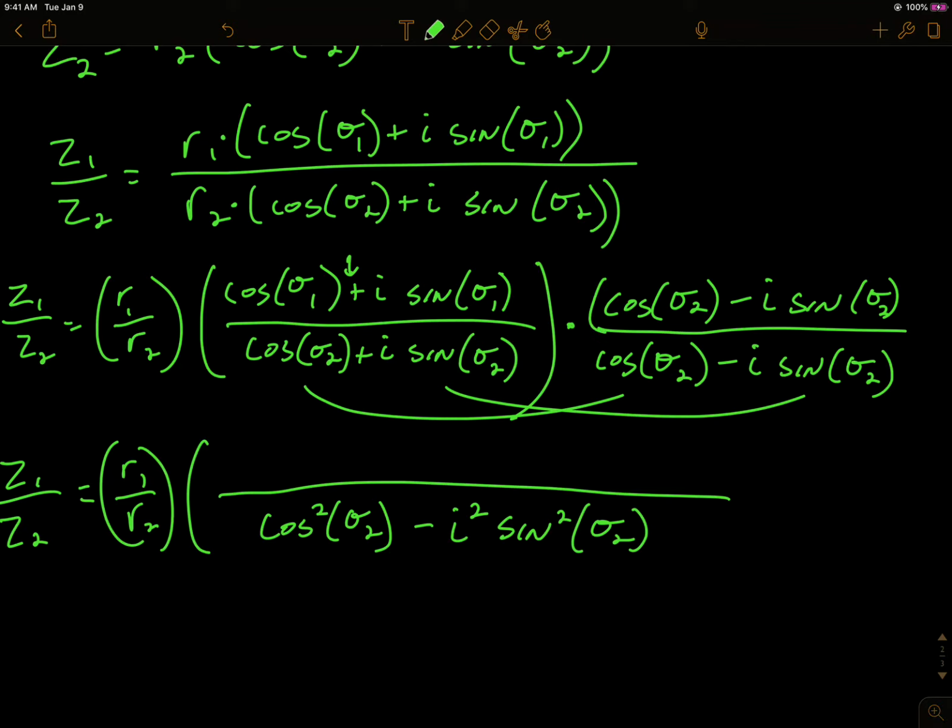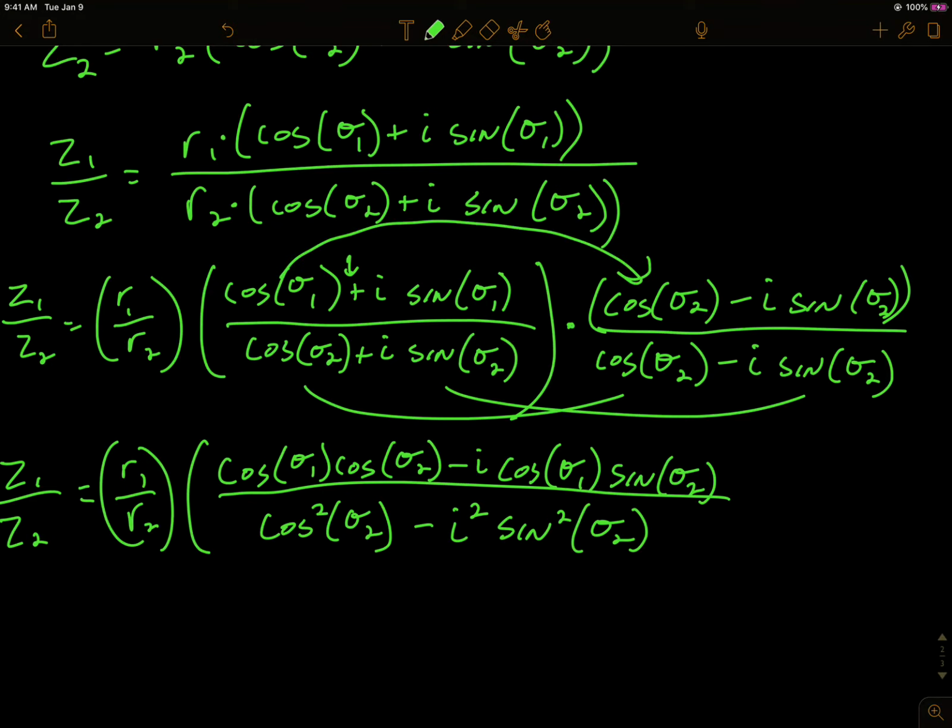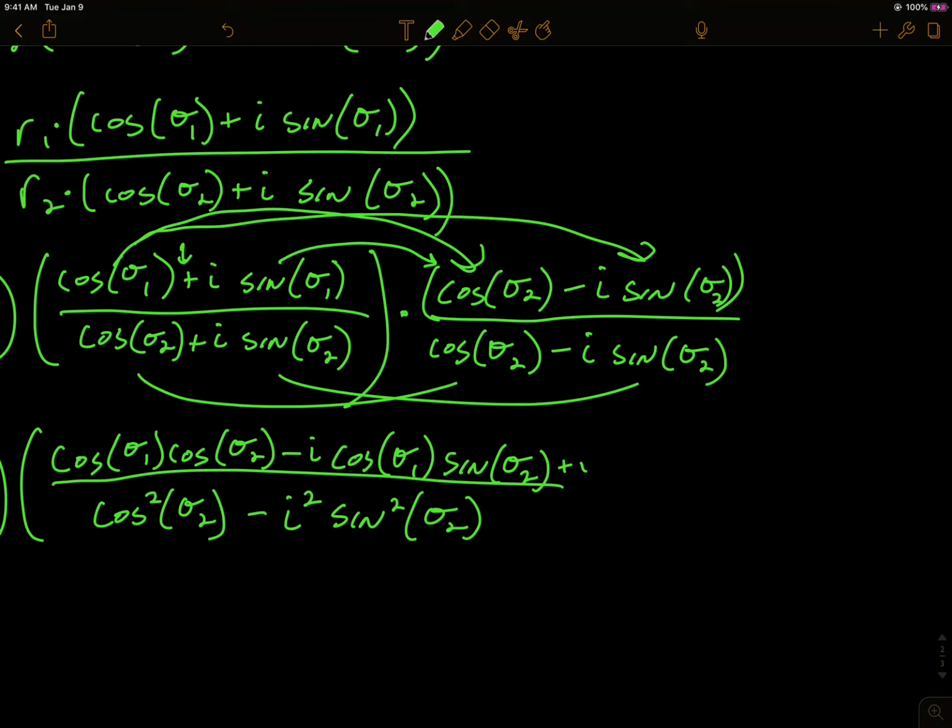Now on top, we also do the distributive property. So I get cosine of theta sub 1 times cosine of theta sub 2 minus i times cosine of theta sub 1 times sine of theta sub 2. So that part came from me distributing this first term here to both of those. Now I'm going to distribute the i sine theta. So I'm going to get plus i, and I put the cosines first, cosine theta sub 2 sine theta sub 1.